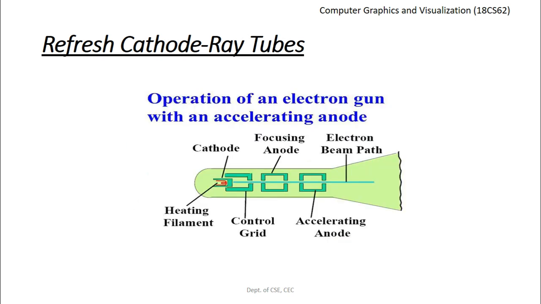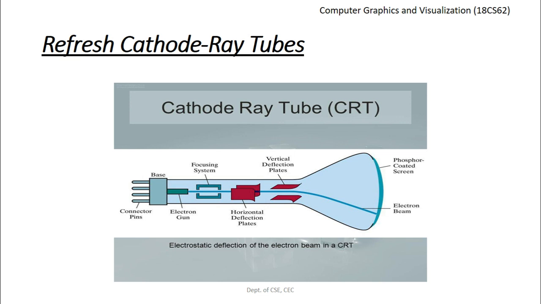The magnetic fields produced by each pair of coils result in a transverse deflection force that is perpendicular to both the direction of the magnetic field and the direction of travel of the electron beam. So, horizontal and vertical deflections are accomplished with these coils. We can use magnetic deflection coils for horizontal and vertical deflection of the electron beam, or we can also use these vertical and horizontal deflection plates, as it is shown in this particular diagram. So, this is called electrostatic deflection.